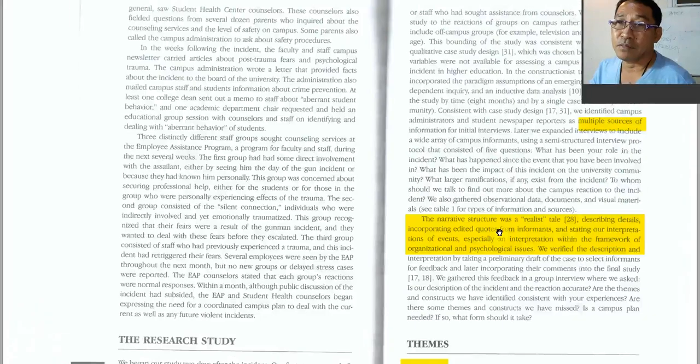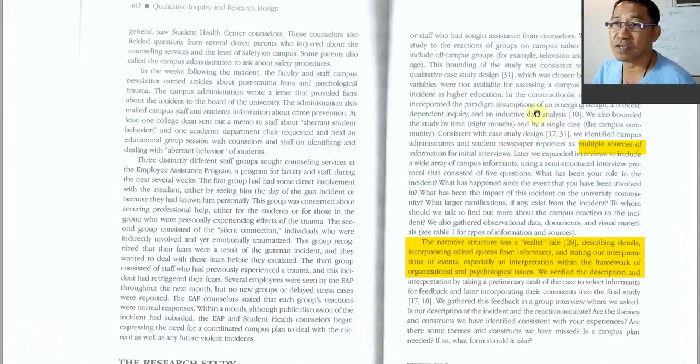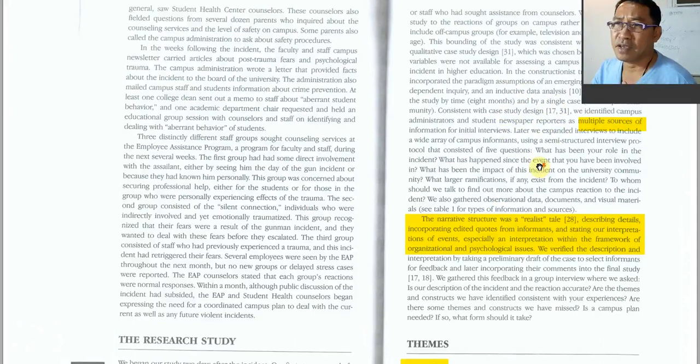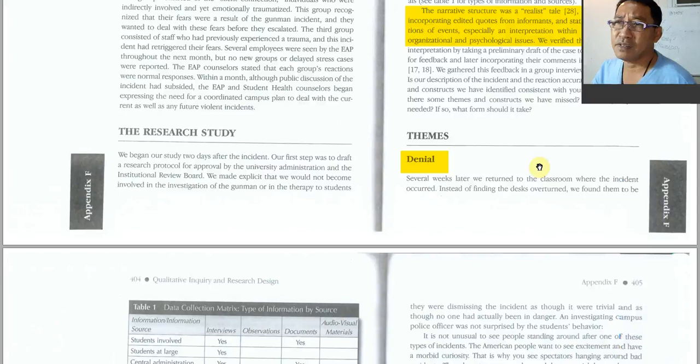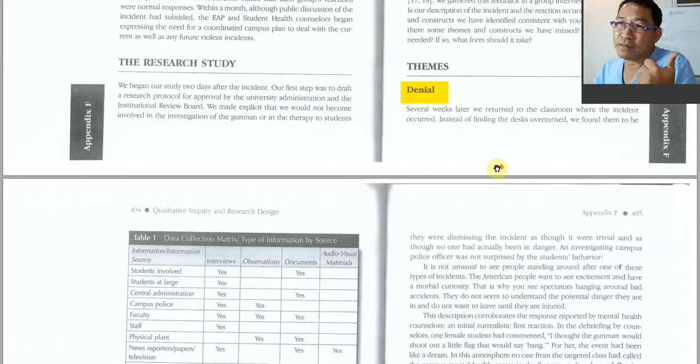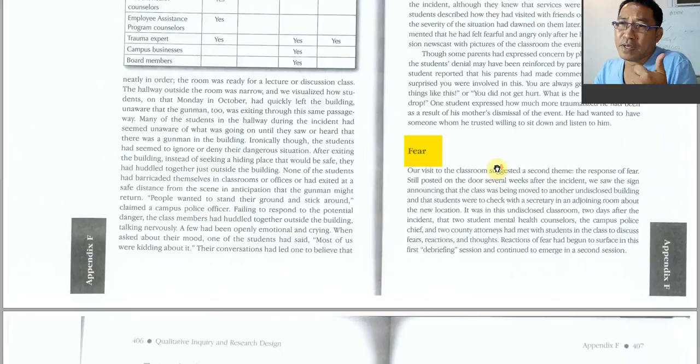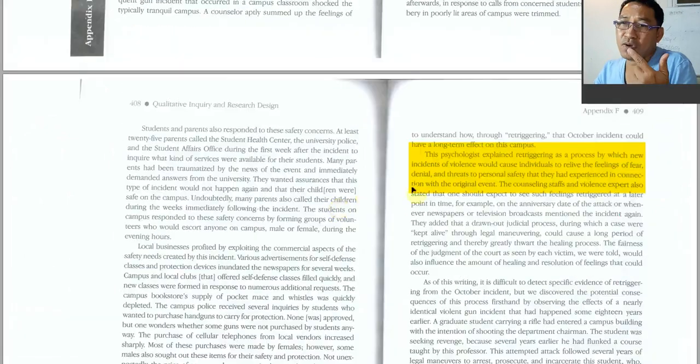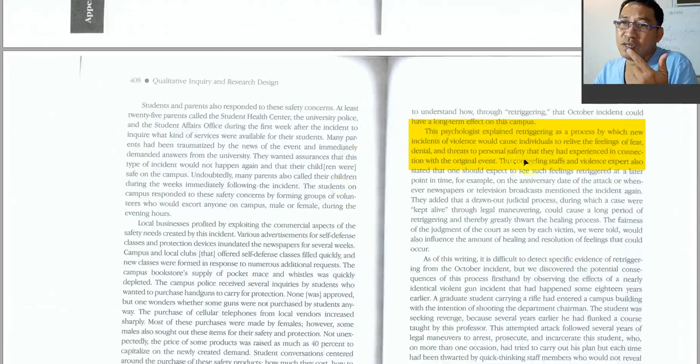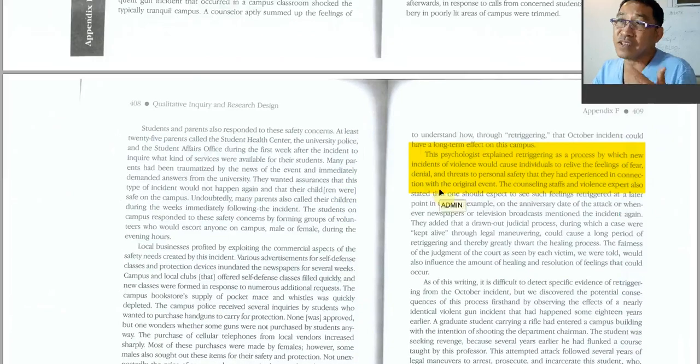So this is very short, but it should be a good example. Study design, they call it case study design. And then they found five themes. At the end, they found five themes after they found a pattern, right? Denial, fear, and safety concern, and then the safety concern is retriggering. Retriggering is the process by which a new violence will cause individuals to remember what happened, bad things earlier.